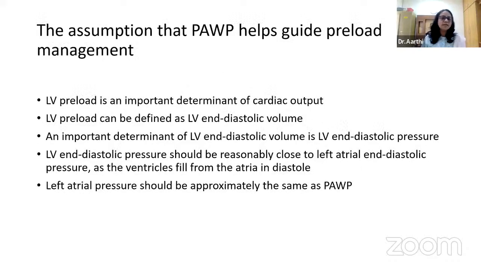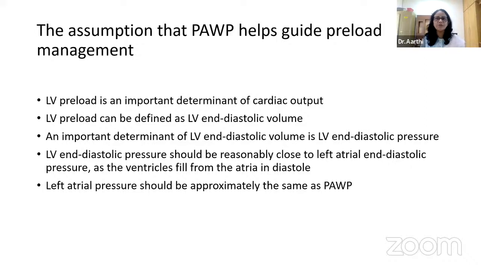So why does the pulmonary capillary wedge pressure help to guide the preload? How does the wedge pressure reflect the preload of the left ventricle? Left ventricular preload is an important determinant of cardiac output. LV preload can be defined as the left ventricular end diastolic volume, and an important determinant of that volume is the left ventricular end diastolic pressure. The LV end diastolic pressure is a close reflection of the left atrial end diastolic pressure as the ventricles fill from the atria.